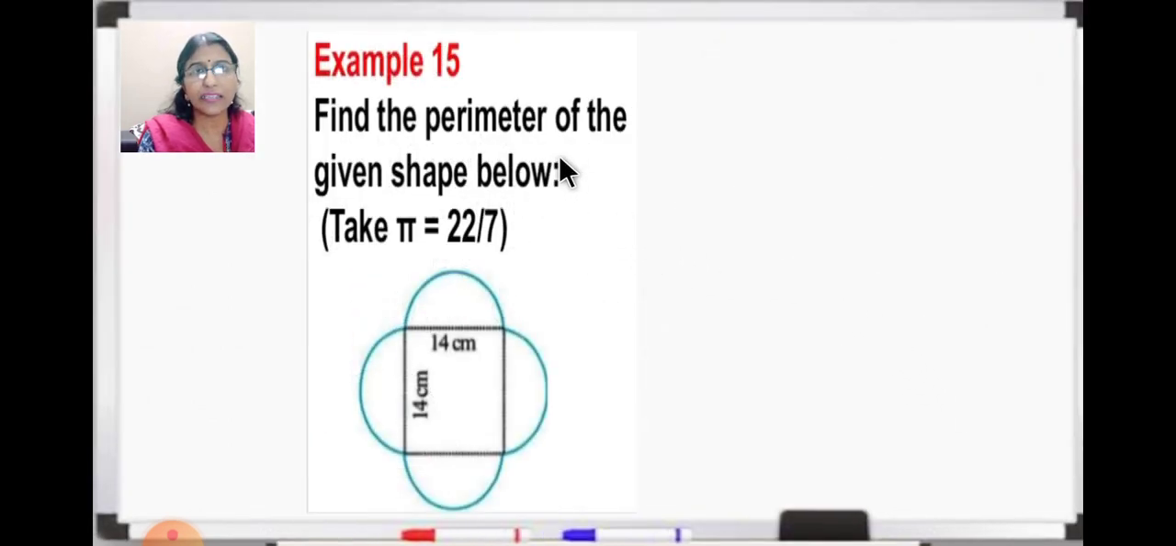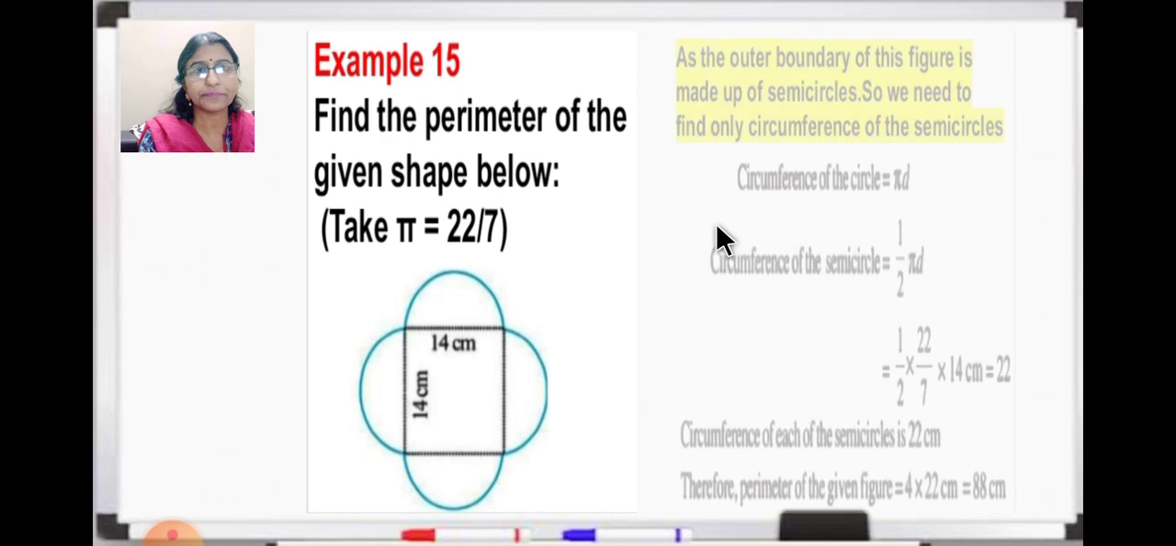Now children, this is one important example, example number 15. Find the perimeter of the given shape below. So this is the shape given. You have to find the perimeter of this shape, and here you can see they have given you the diameter of the semicircle as 14 centimeter, and we have to take the value of pi as 22/7.